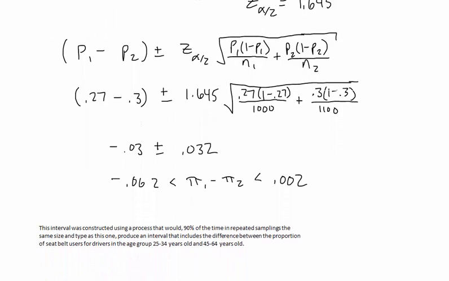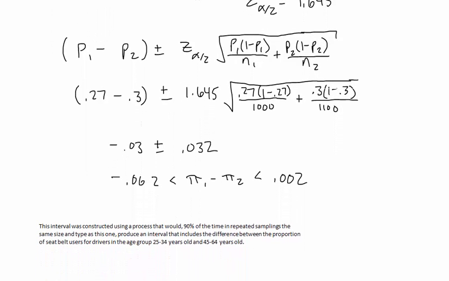And our conclusion is, this interval was constructed using a process that would 90% of the time in repeated samplings the same size and type as this one produce an interval that includes the difference between the proportion of seatbelt users for drivers in the age group 25 to 34 years old and 45 to 64 years old. And that's our video on confidence interval for the difference of two proportions.